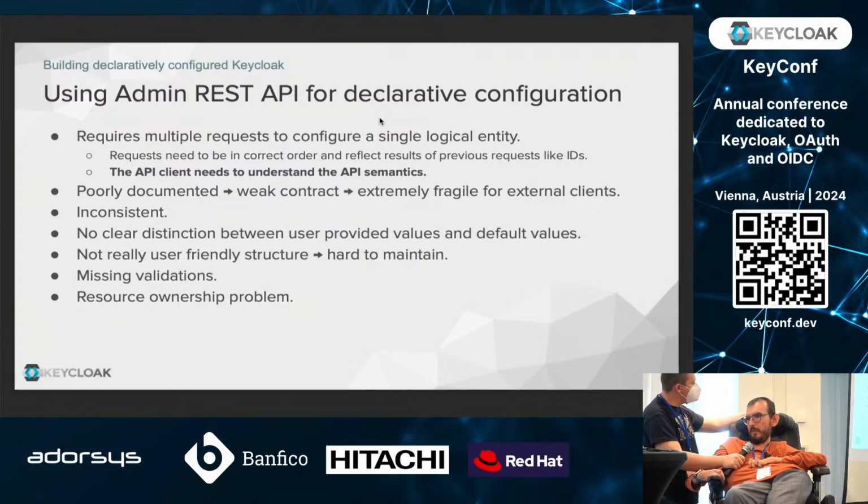Obviously, the other problem is that it's poorly documented. That means there is a very weak contract and it's extremely fragile for external API clients. The API is also inconsistent, it behaves differently in various endpoints. And there is no clear distinction between user provided values and the default values. That's what we saw in the GET request. It's also not very user friendly, hard to maintain. There are no validations on the endpoints. And there is also a resource ownership problem I will be talking about a bit later.